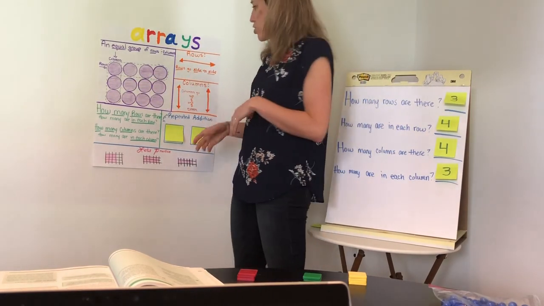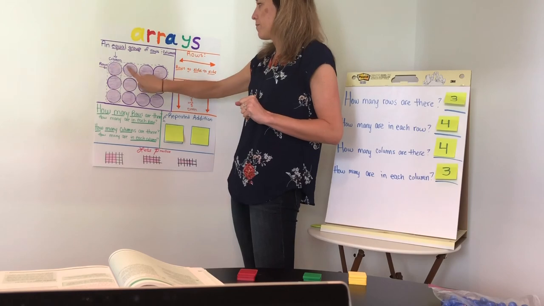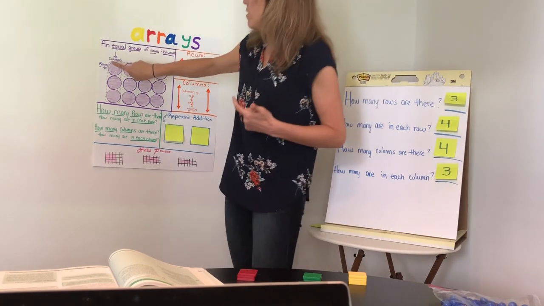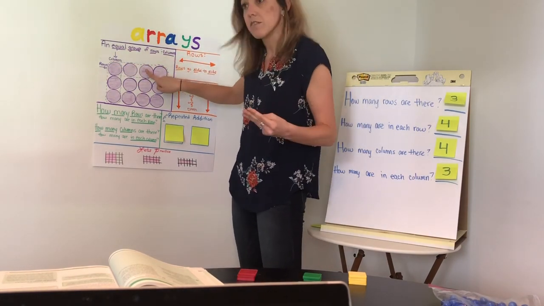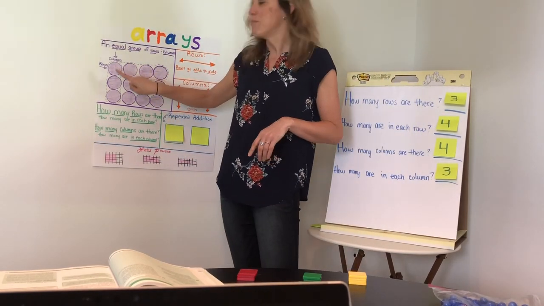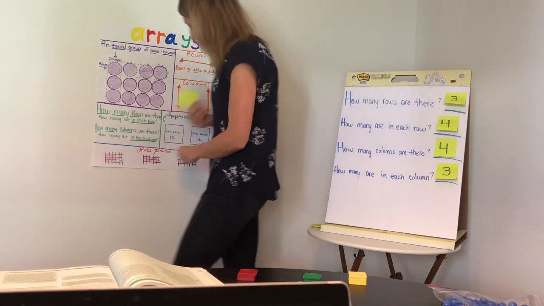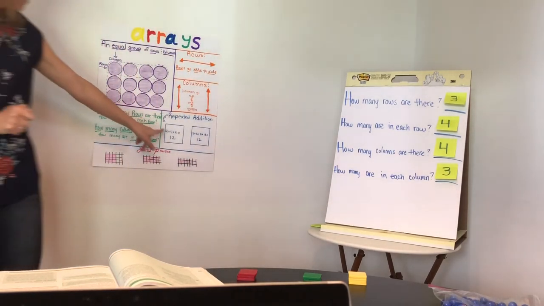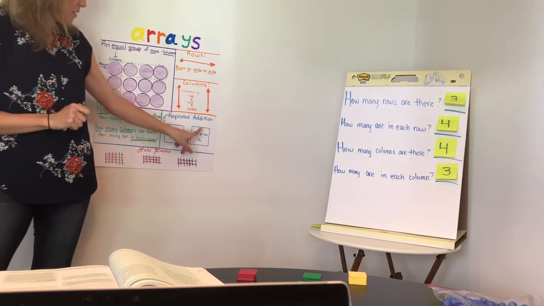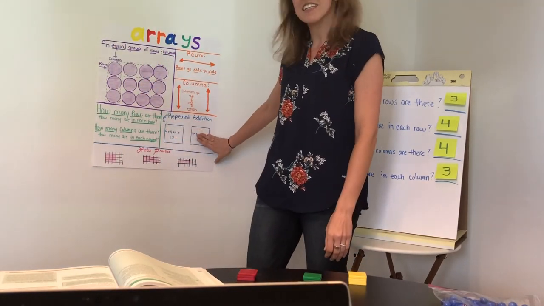What's another way that we could show that? Okay, yeah, so we could say there's 3, 3, 3, 3. So remember, that would be adding 3 plus 3 plus 3 plus 3. Or yes, we can go the other way, 4 plus 4 plus 4. Look at this. Repeated addition. You did it right there. 4 plus 4 plus 4. 3 plus 3 plus 3 plus 3. That's right. That is how we show the repeated addition.